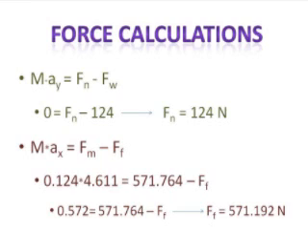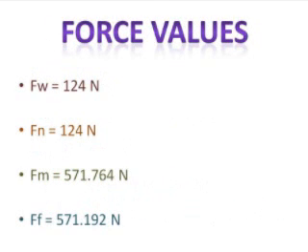And then we do the same for the x-axis, except the car was accelerating in the horizontal direction, so we multiply the mass of the car in kilograms times the acceleration, and then we can solve to find the friction force. The force values come out to be 124 newtons in the force of weight. The normal force is also 124 newtons. This is proving Newton's third law to be true, that forces come in equal and opposite pairs.